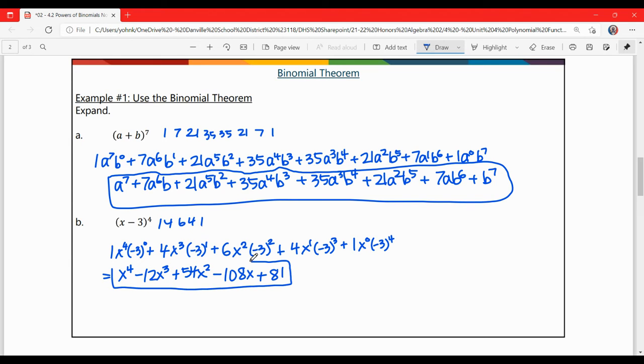So again, we used the pattern of going down by a power of 1, going up by a power of 1. Notice that this negative in the parentheses, I kept with the 3, and then make sure you're very careful when you're taking negative numbers to powers.